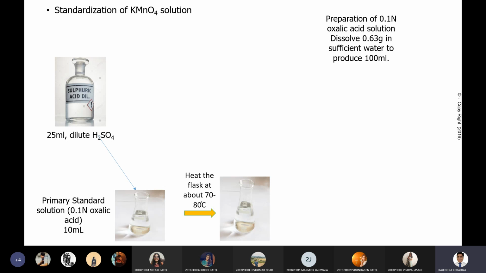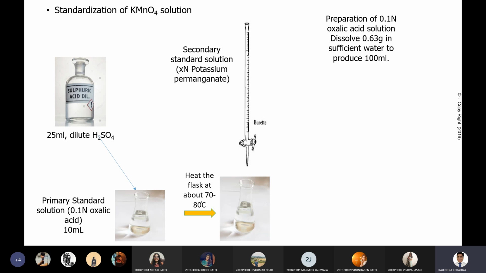Okay, so once you are done with your heating part, you have to titrate this resultant mixture with the secondary standard solution, our X normal potassium permanganate solution. So as soon as you add KMnO4 solution drop by drop, it will react with the oxalic acid in acidic medium and there is oxidation and reduction simultaneously.